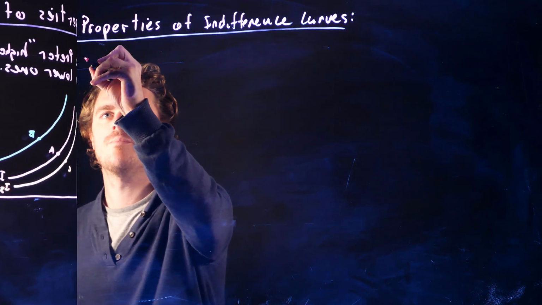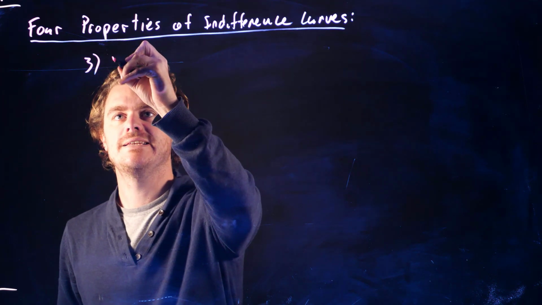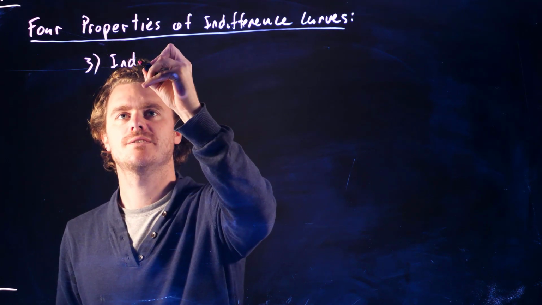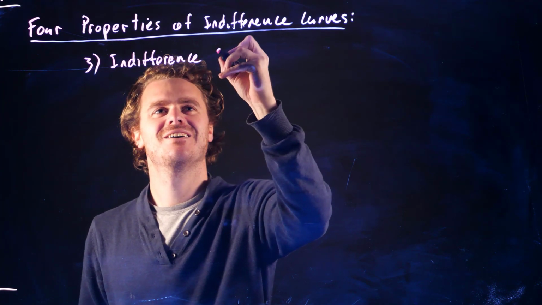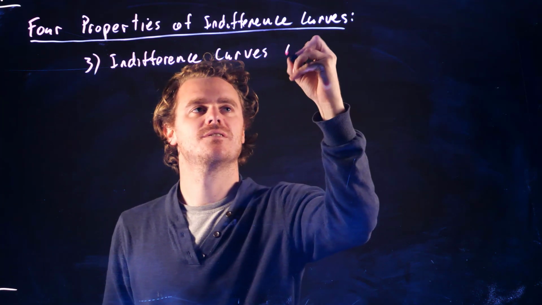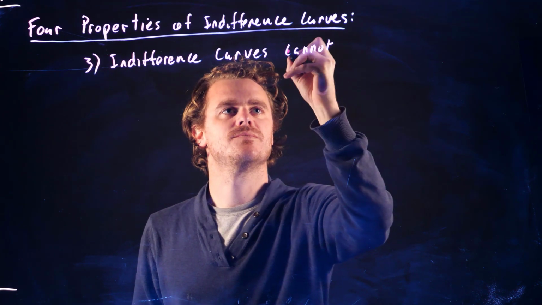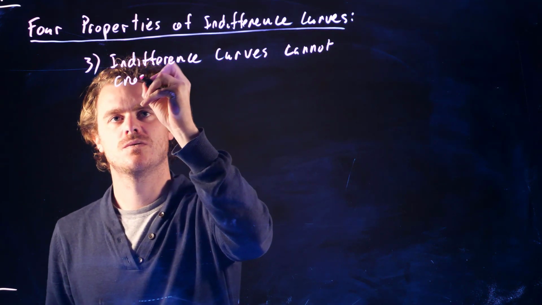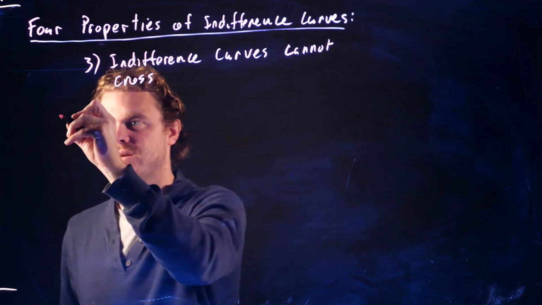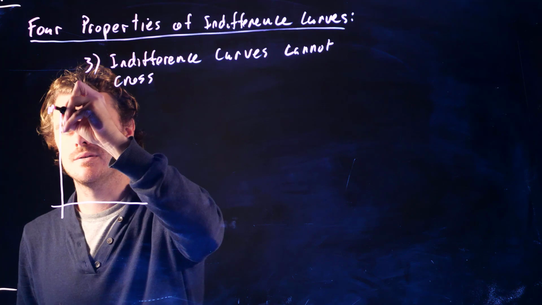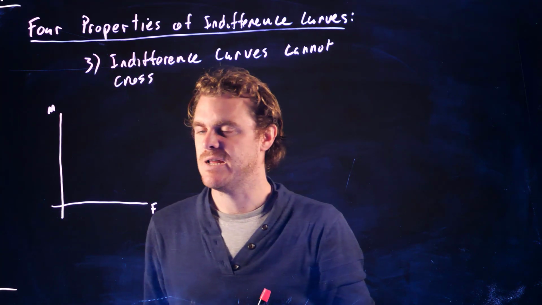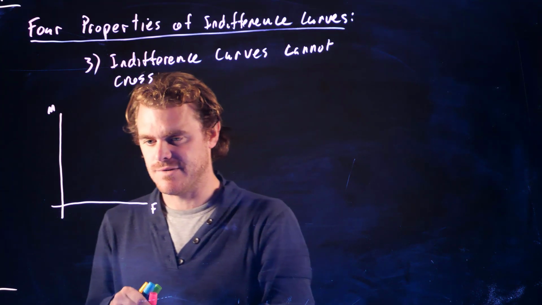So the third property that we're going to look at is that indifference curves cannot cross. And so let's imagine they did, and talk about how that would mess with the logic of our indifference curves.